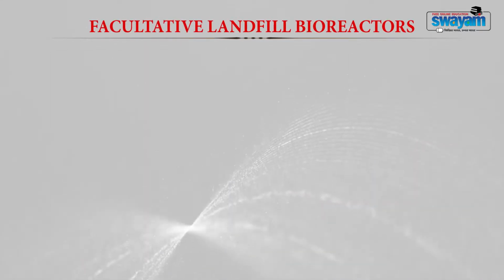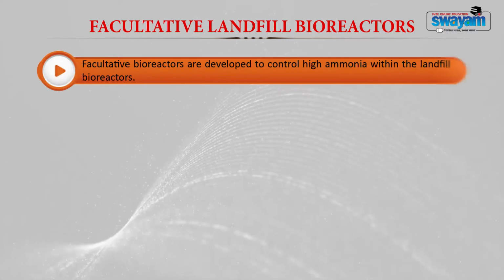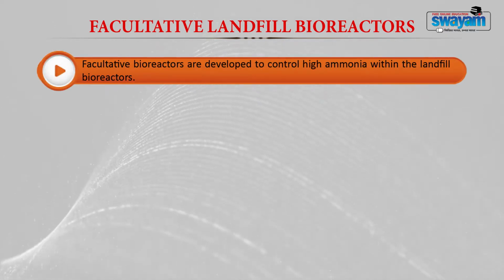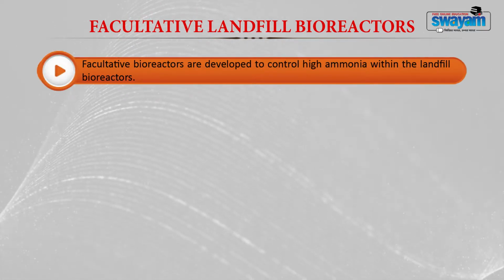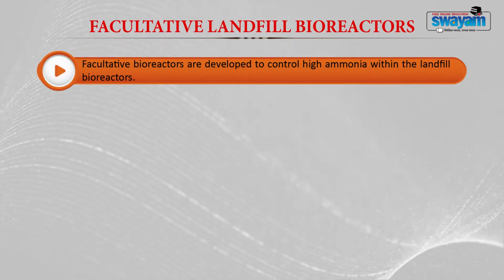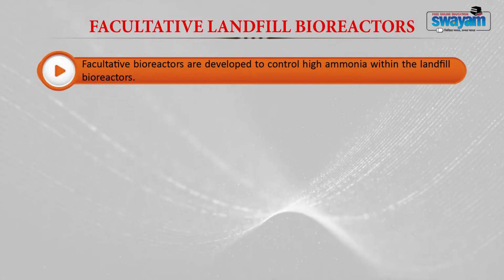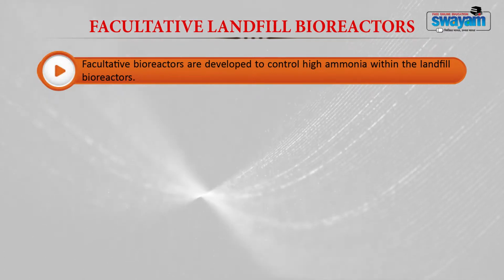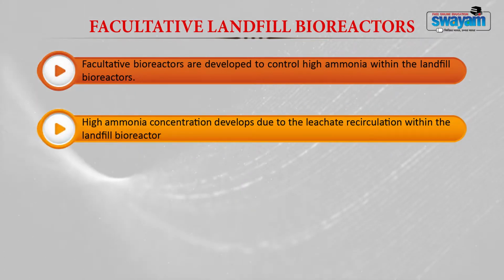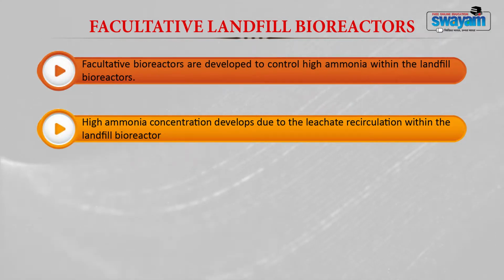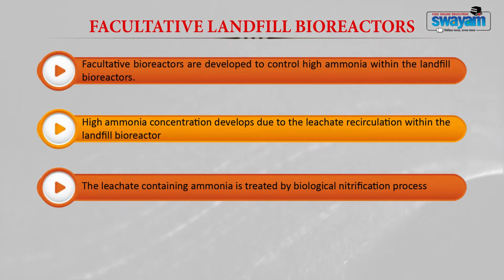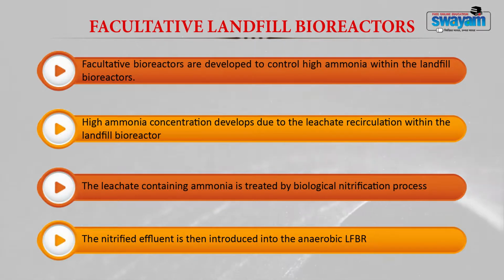The fourth type of landfill bioreactor is your facultative landfill bioreactor, which is developed with a specific purpose. Here it is developed to control the high level of ammonia that is generated during the degradation of waste. Now, the high ammonia concentration that develops during the leachate circulation is removed and then subjected to a biological nitrification process. The nitrified effluent will again be introduced into the anaerobic landfill bioreactor.